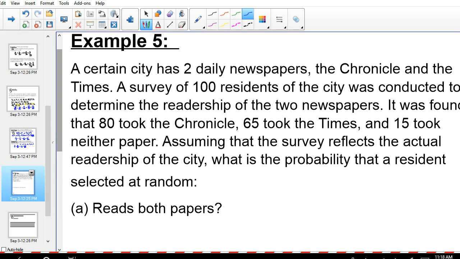Okay, so I think these are difficult to do. They get me a little bit confused. So we want to know the probability that they read both papers. So 80% take the Chronicle, 65 take the Times, 15 don't take a paper at all. So 80, 65, and 15, what's that add up to? 160. So there has to be some that take both, right? Because this cannot add up to more than 100%.